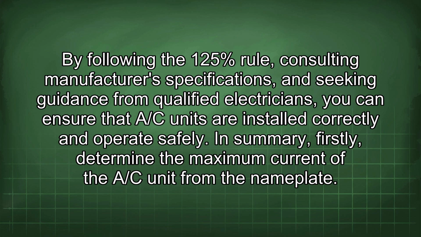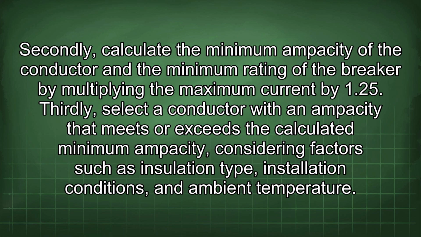In summary, firstly, determine the maximum current of the A/C unit from the nameplate. Secondly, calculate the minimum ampacity of the conductor and the minimum rating of the breaker by multiplying the maximum current by 1.25. Thirdly, select a conductor with an ampacity that meets or exceeds the calculated minimum ampacity, considering factors such as insulation type, installation conditions, and ambient temperature.